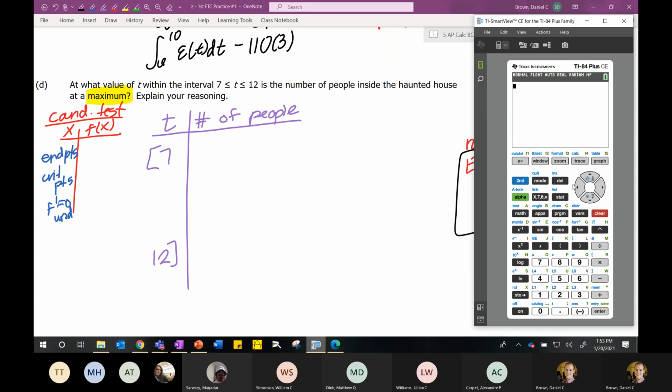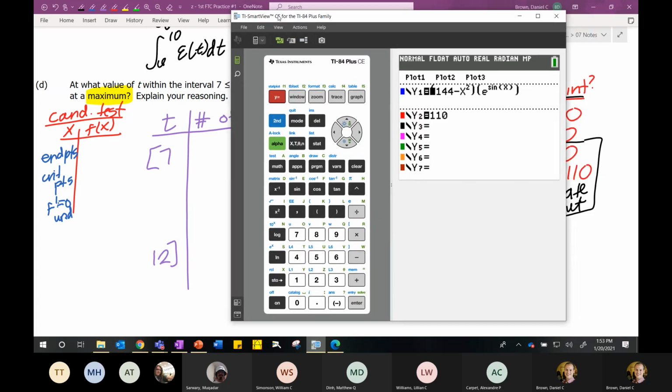First step is to type in the functions into the calculator. So we know that the critical points are going to occur when the rate in is equal to the rate going out. I'm going to make that a larger display, so there we go. I typed in E of t into y1, and then I typed in the rate out in y2. Again, sometimes the rate out might be a function, so it wouldn't be just a number like 110, it could be some other function. And then we want to graph it to see where they intersect.